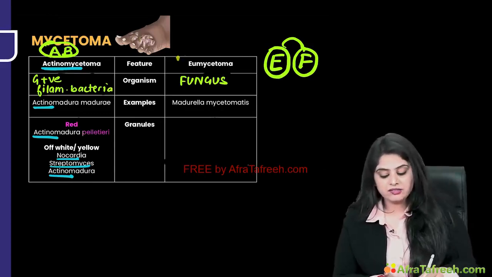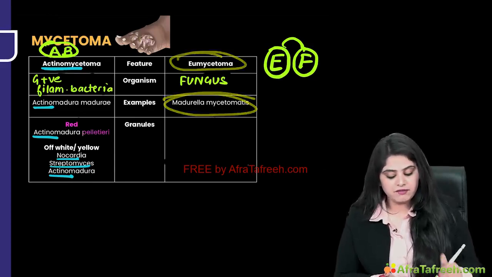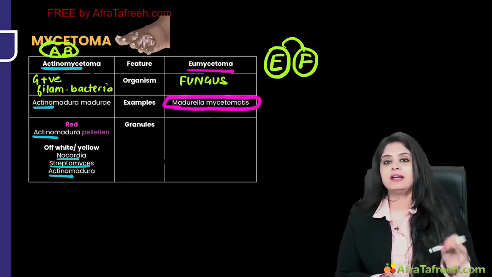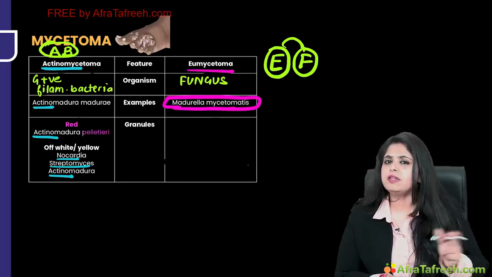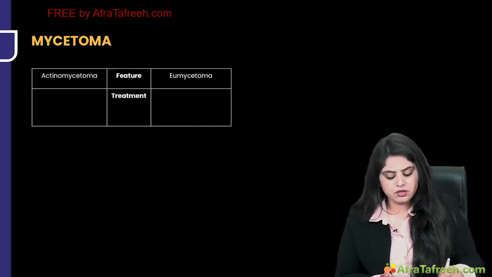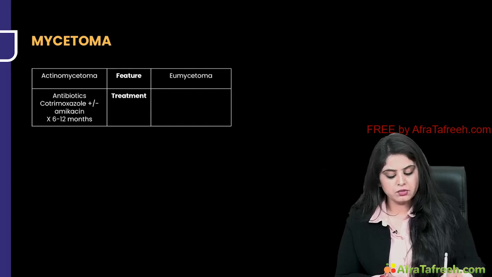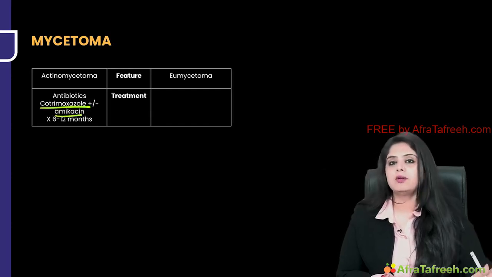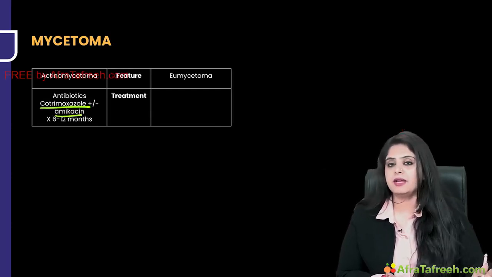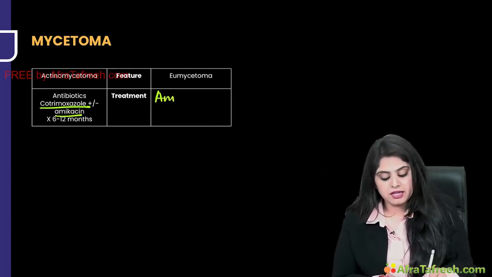Now coming to eumycetoma, the most common fungus that you have to know is Madurella mycetomatis. Here the whole myceto word is coming. Which of them will you treat with antibiotics? Common sense, this is a bacteria, so this is going to be treated with antibiotics. You are going to use cotrimoxazole with or without amikacin for 6 to 12 months because bacteria I treat with antibiotics. But for the fungus, it is usually amputation which has to be considered.